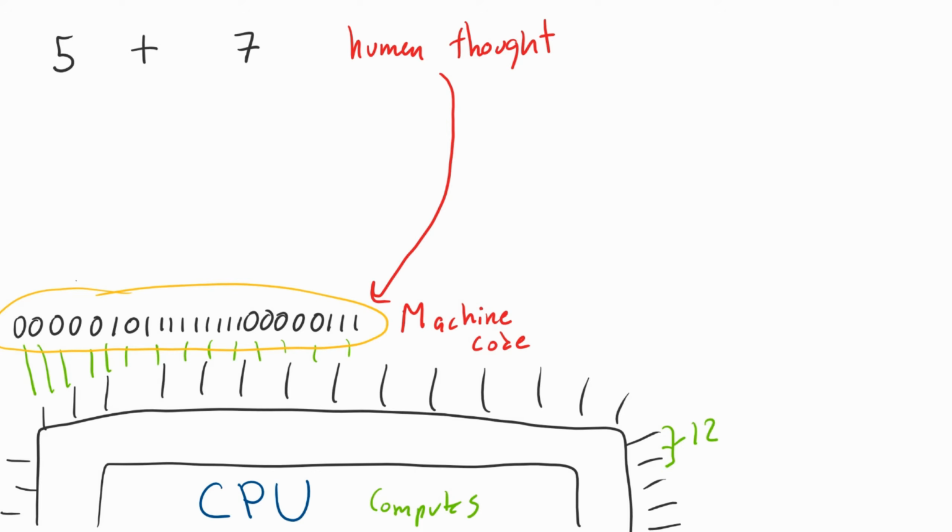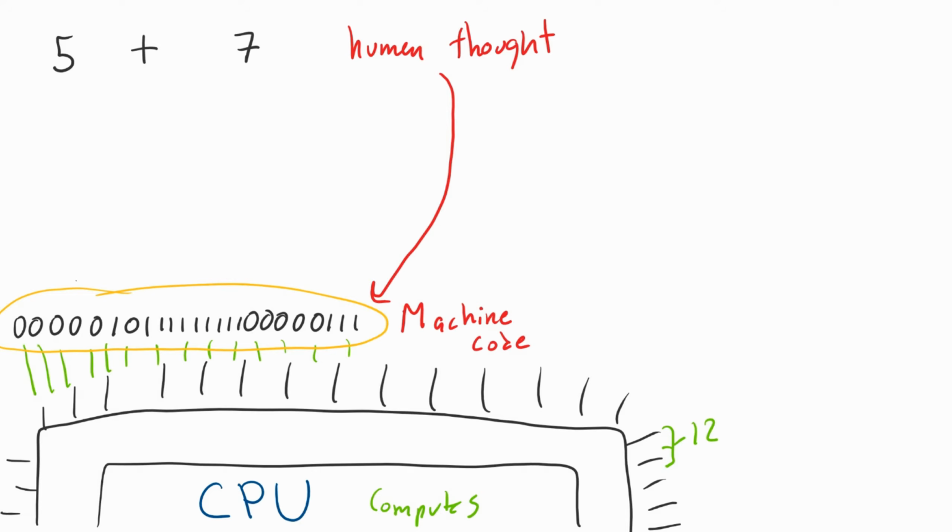So, if we want to talk to a computer, the first thing that we have to think of is, I need to convert my human thought into machine code. In this case, I need to convert 5 plus 7 into this sequence of bits, 0, 0, 0, 1, and so on. However, that is way too tedious. Can you imagine having to do that with everything you want a computer to do? It would take so long. You might as well just do it yourself. You wouldn't need a computer to do these things.